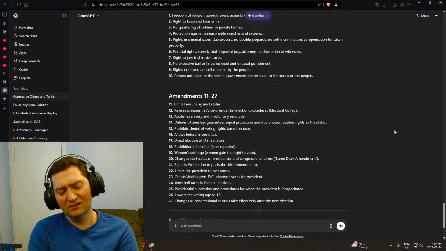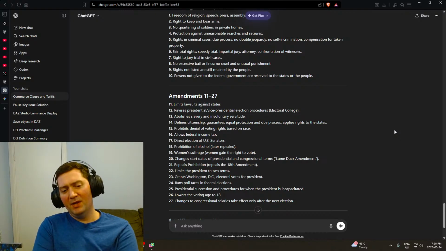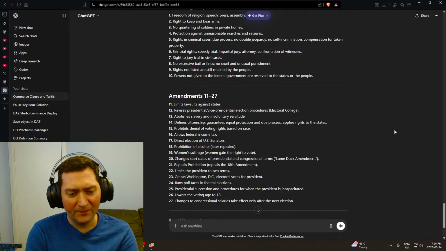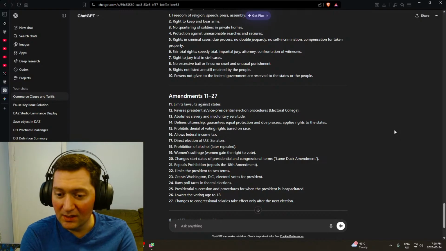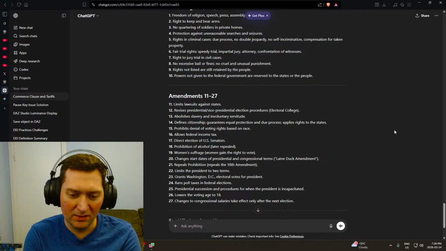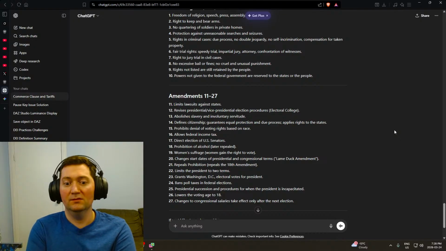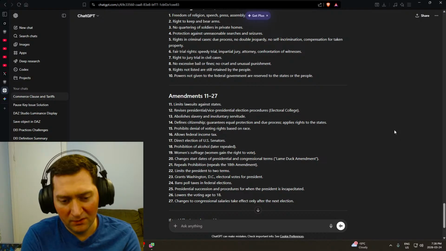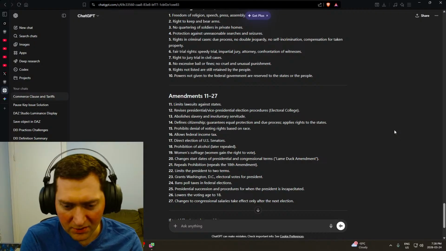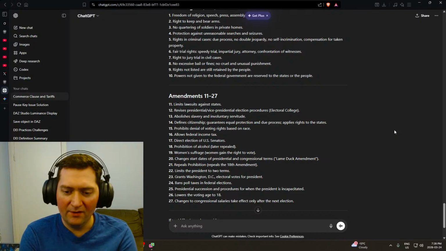Is that a thing? Like, you had to pay a tax to vote? I mean, that's an interesting concept. And at 24, okay. 25, presidential succession and procedures for when the president is incapacitated. 26, lowers the voting age to 18. What was it before? 27, changes to congressional salaries take effect only after the next election.